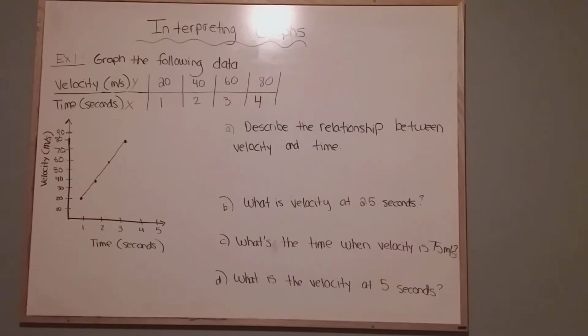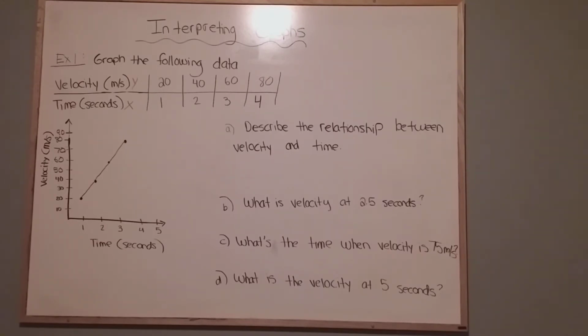It's a continuous relationship. And then letter A says, describe the relationship between velocity and time. You can use a table, you can use a graph, and you'll say what you notice is as time increases by 1 second, velocity increases by 20 meters per second. It's a linear relation. I know it's a linear relation because this graph makes a diagonal, a nice straight line. Okay, I will summarize all this up in a second.